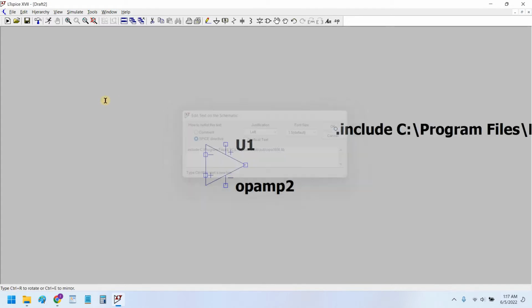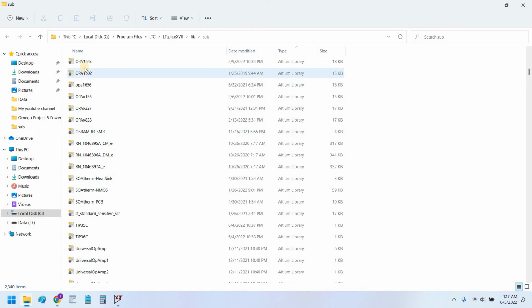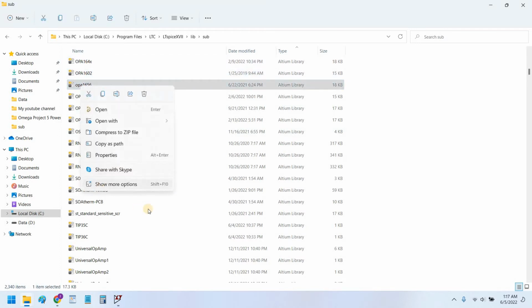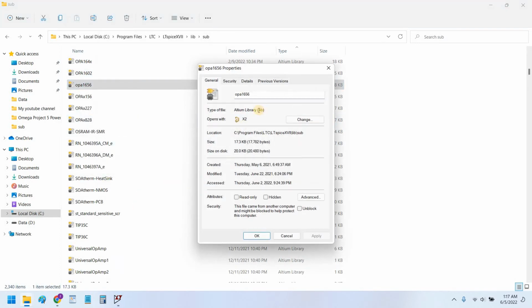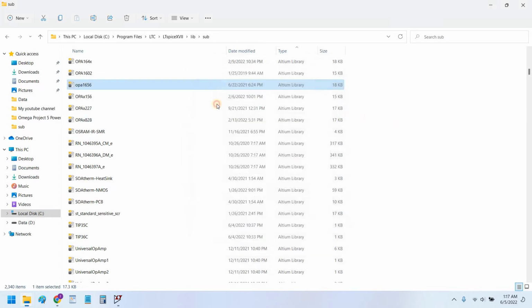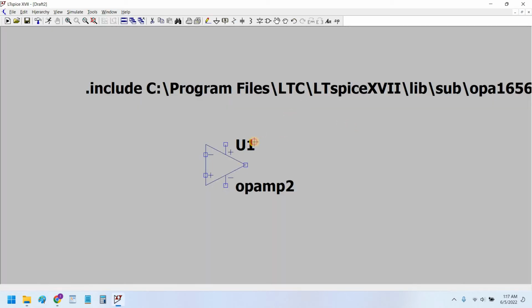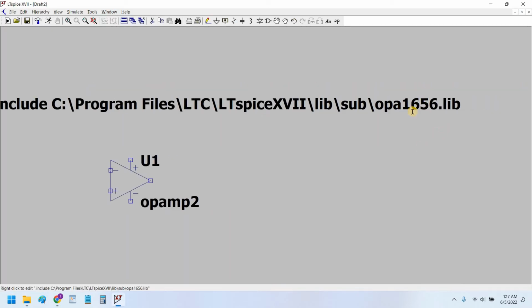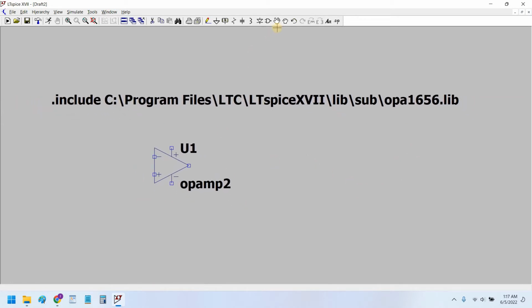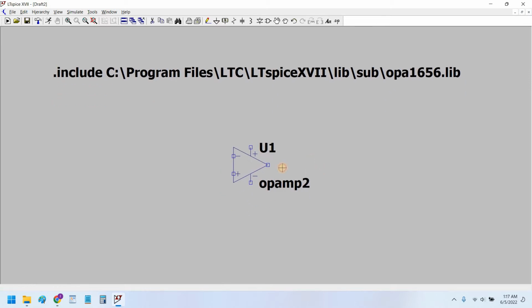OPA1656.lib because this model is with extension .lib. Although it is showing an LTM library model, it is actually not the LTM library. This is the LT Spice library. So we would use .lib in our model. Here we have imported it. Now we are going to use the circuit design of a non-inverting amplifier.